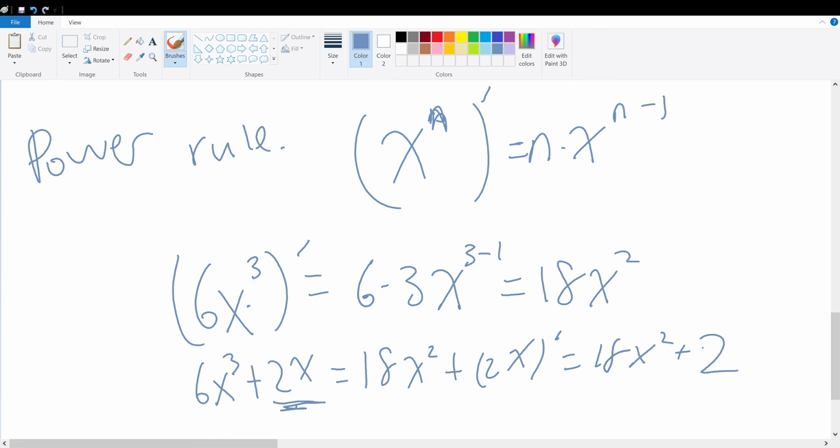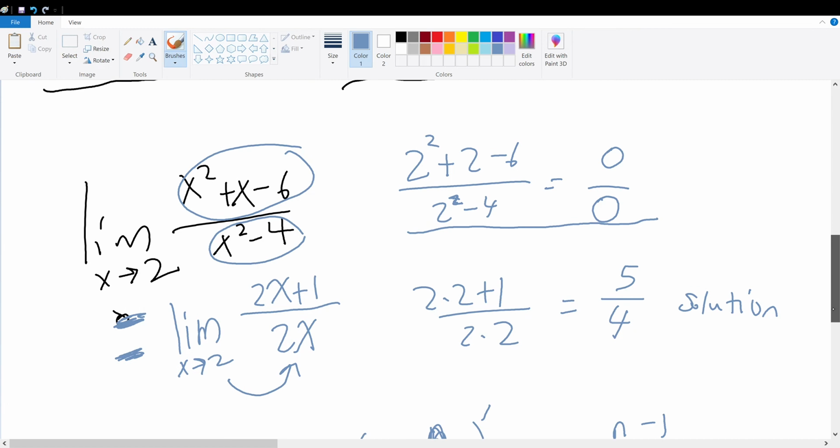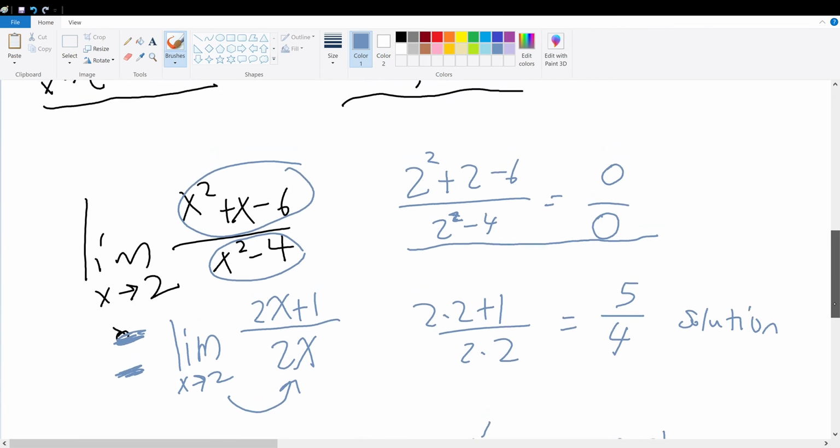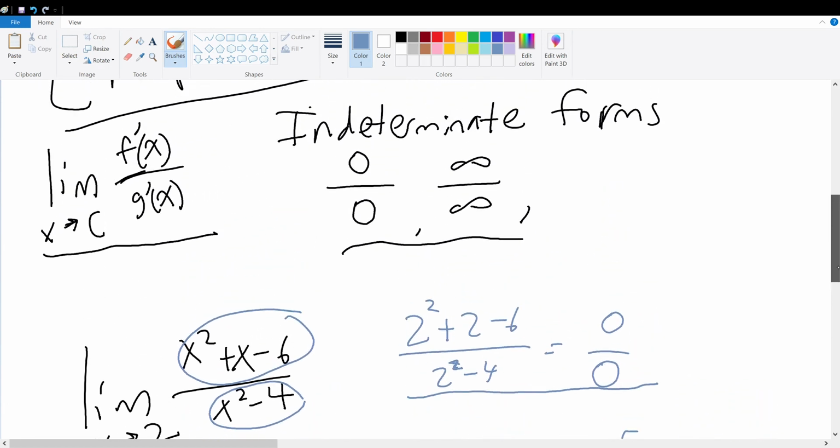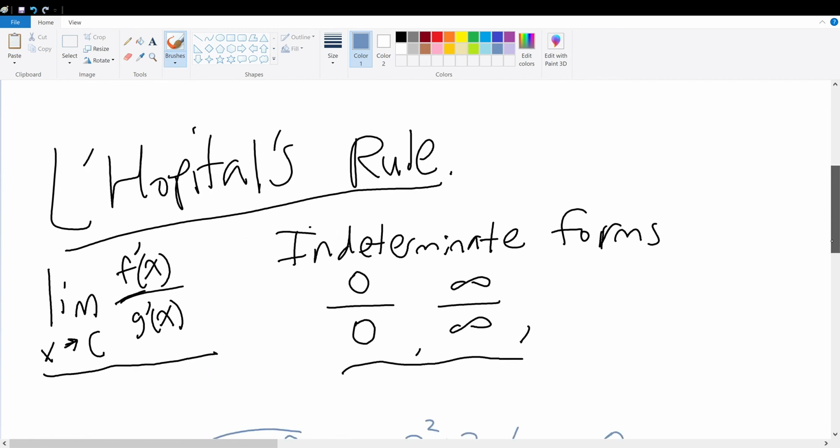Now that you know that, L'Hopital's rule is essentially a really simple way of solving indeterminate forms. So I hope you enjoyed this short lesson.